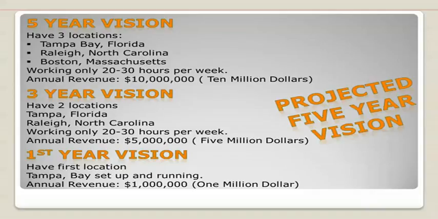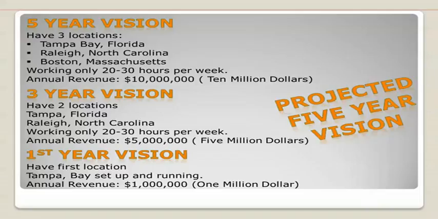So our projected 5-year vision, this is an example of what we plan to accomplish within the next 5 years. In the first year, we want to have our first location in Tampa Bay, which is where we're at now, with an annual revenue of $1 million. Let's skip forward 2 years to our 3-year vision. Our 3-year vision is to have 2 locations, one in Tampa, one in Raleigh, North Carolina, and working only 20-30 hours per week with an annual revenue of $5 million.